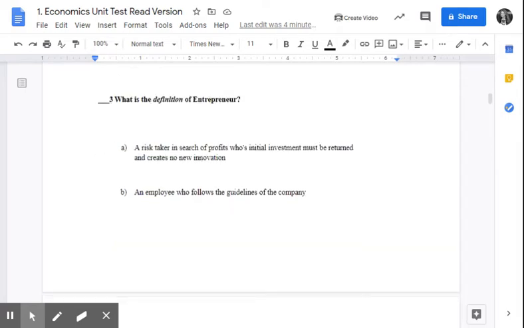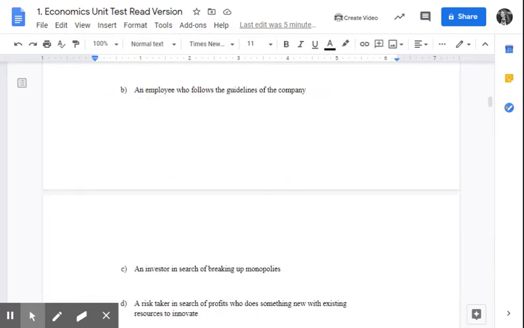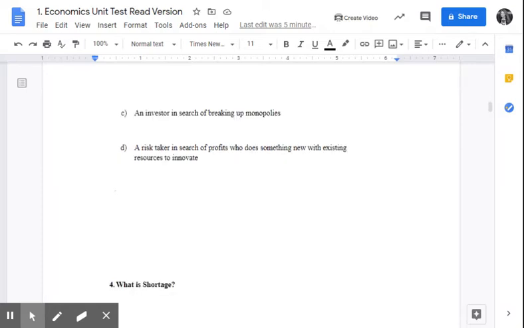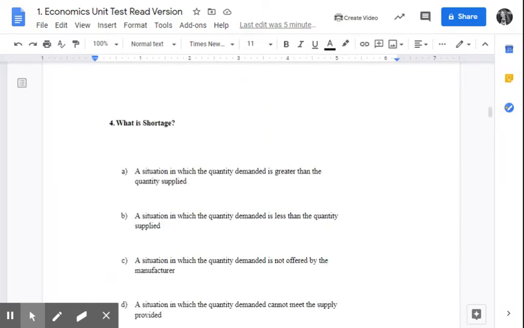A, a risk taker in search of profits whose initial investment must be returned and creates no new innovation. B, an employee who follows the guidelines of the company. C, an investor in search of breaking up monopolies. D, a risk taker in search of profits who does something new with existing resources to innovate. 4, what is a shortage?